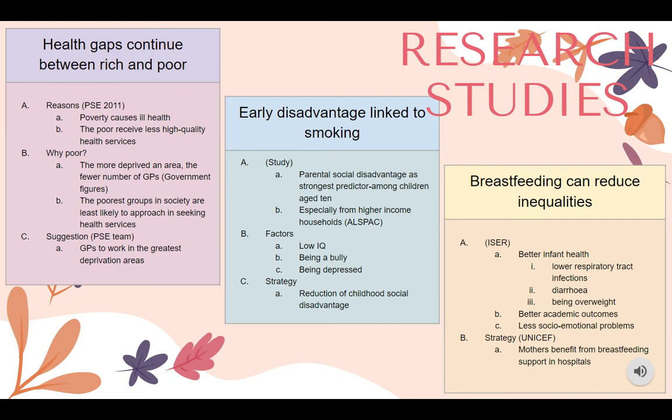Second, early disadvantage linked to smoking. Study found that parental social class acts as strongest predictor among children aged 10. ALSPAC said especially those who are from lower income households. Such factors to children are low IQ, being a bully, being depressed. Hence, researchers' strategy is to reduce childhood social disadvantage.